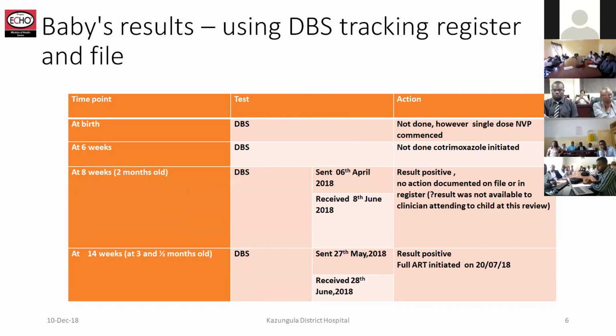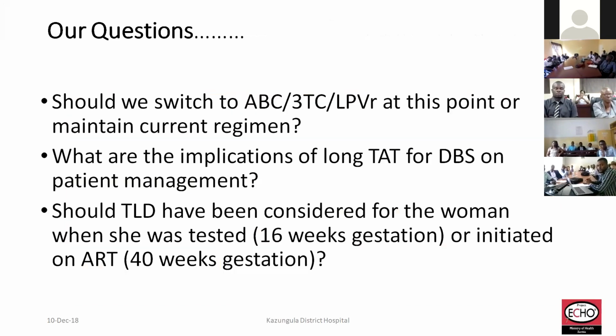On our questions, we've got 3. The first one is, should we switch to ABC, 3TC, Kaletra at this point, or maintain the current regimen they were initiated on? The second is, what are the implications of long turnaround time for DBS on patient management? The last one, on the mother: should TLD have been considered for this woman when she was tested at 16 weeks gestation, or on initiation when she was 40 weeks? Thank you.